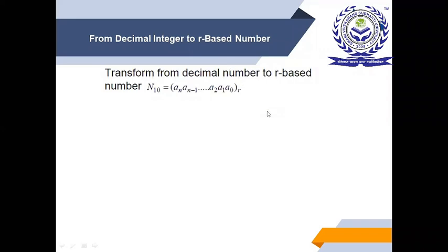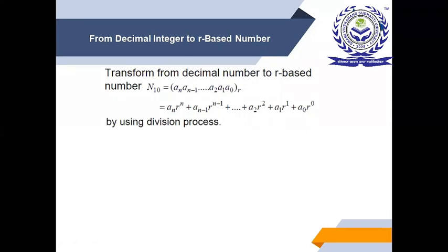Now suppose we have a number n in base 10, and we have to find the coefficients a0 to an, if the number is an integer. It will be like this: an r to the power n plus an minus 1 r to the power n minus 1, up to a0 r to the power 0. These are the coefficients which we have to find out.